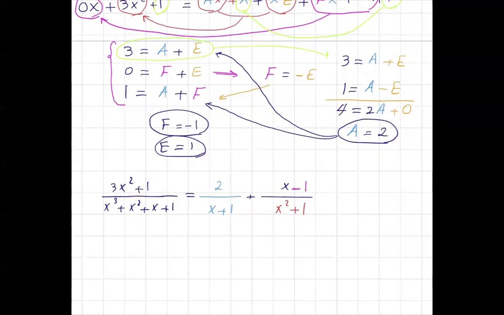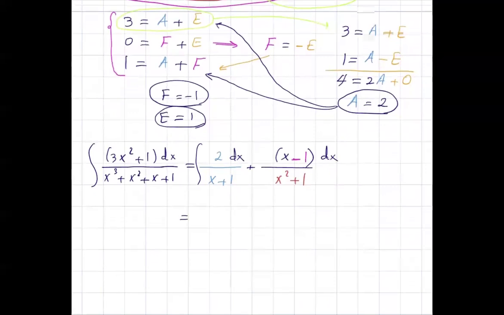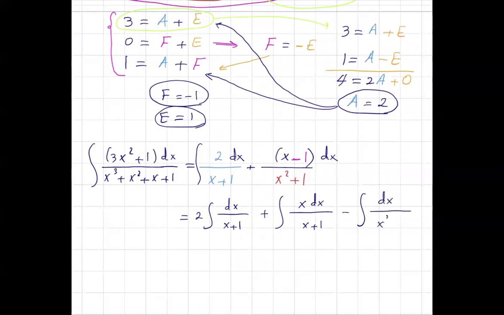Very good. So we broke down the fraction into 2 smaller fractions. Why is that? Because it makes the calculation of the integrals a little easier. So the integral on the left-hand side, dx, is equal to the integral on the right-hand side, dx, and as you guessed, we're going to break down the second integral into 2 pieces. The integral here is 2 times the integral of dx divided by x plus 1, plus the integral of x dx over x plus 1, minus the integral of dx divided by x squared plus 1.